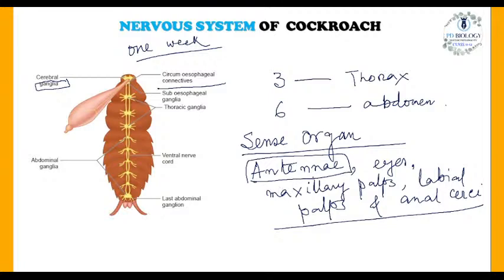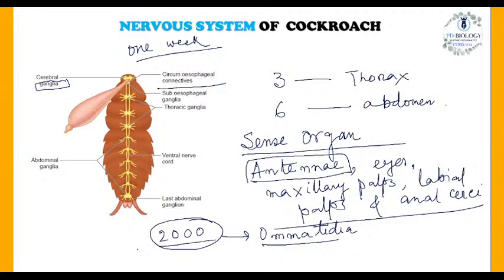Each compound eye consists of about 2000 hexagonal ommatidia. That's the unit. Using this, a cockroach can receive several images of an object. So by 2000 hexagonal ommatidia, they get several visions of an object, and this is called the mosaic vision. So mosaic vision is found in cockroach due to presence of 2000 ommatidia in it.